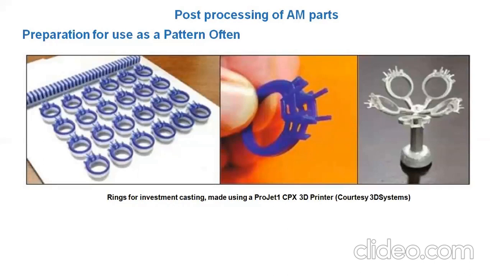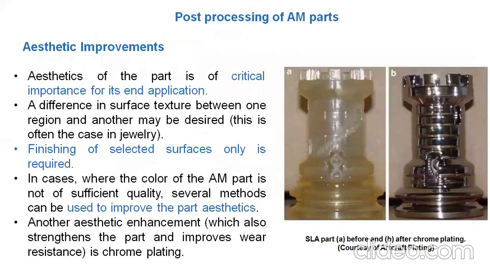Now we will move to the next step of post processing, which is aesthetic importance. See these two figures, figure A and figure B. What does figure A indicate, and which is more attractive? I think figure B is more attractive than figure A. As we know, these two components are manufactured with the help of AM, an additive manufacturing process. SLA is one of the additive manufacturing processes.